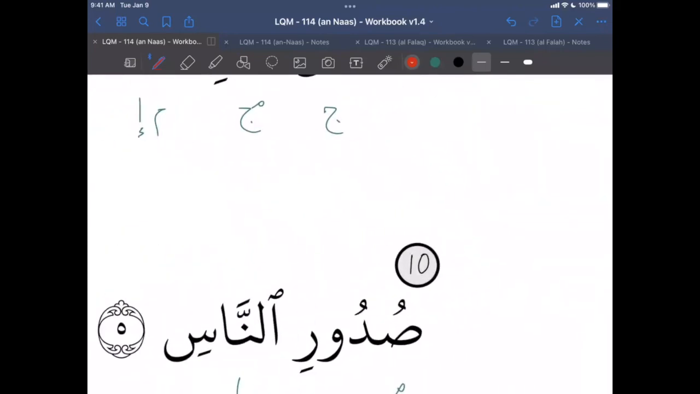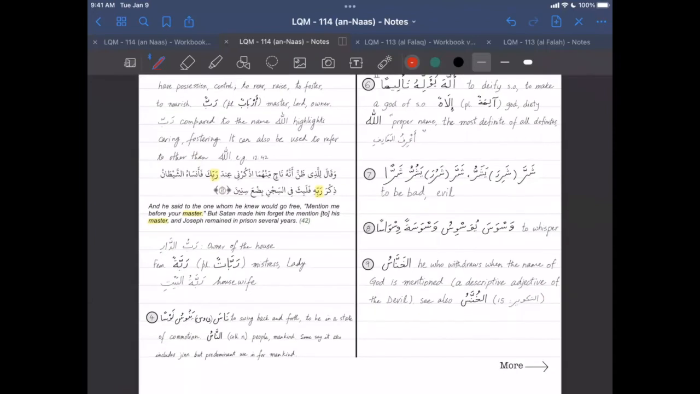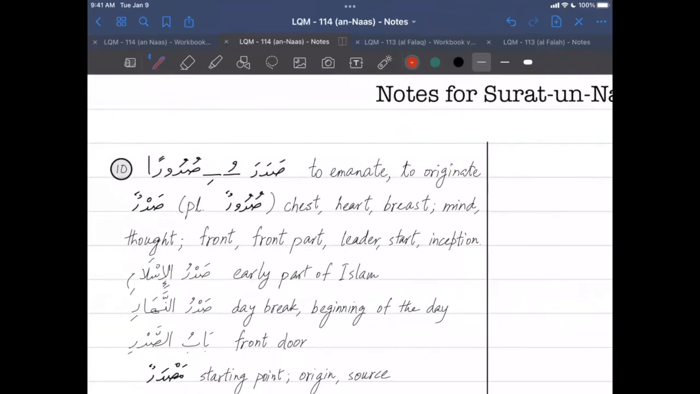Sudur comes from sadara yasduru. There are two mudare spellings, yasduru and yasdiru, both bab nasara and bab daraba, and the masdar is suduran. This is one of those interesting cases where the masdar and the plural noun are the same, so sudur is the masdar. The meaning of this verb is to emanate, to originate.